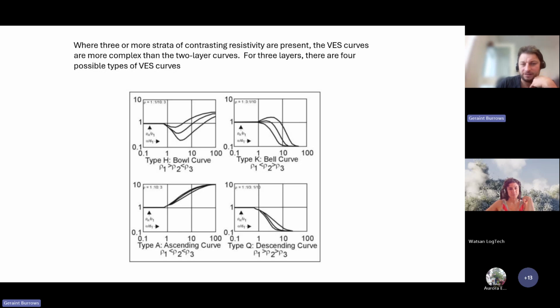This is a slide describing different types of shapes and how they're called. So I was just talking about a bowl curve then when I was talking about water supply for a crystalline rock. You can have different types of curves too.